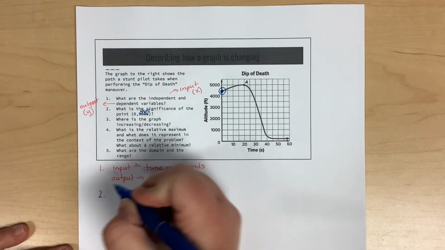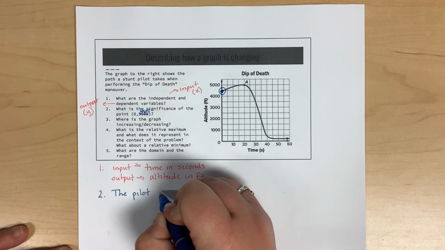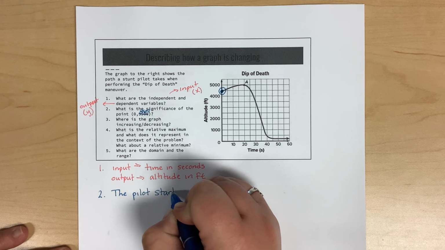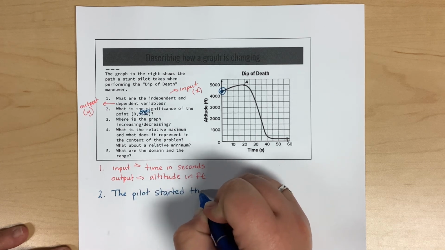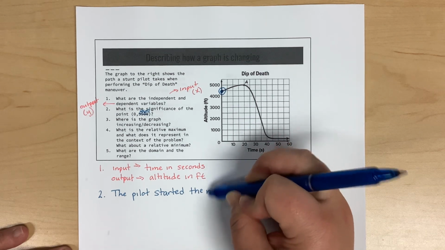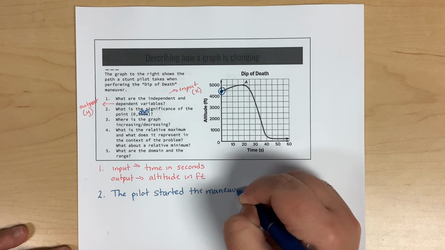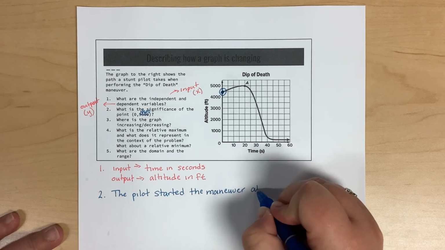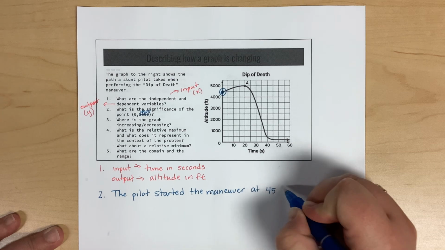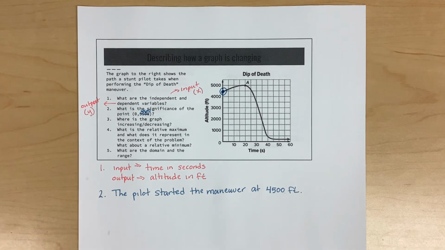So the pilot started the maneuver at 4,500 feet. So anytime it's asking about the y-intercept, it's just talking about where something started.